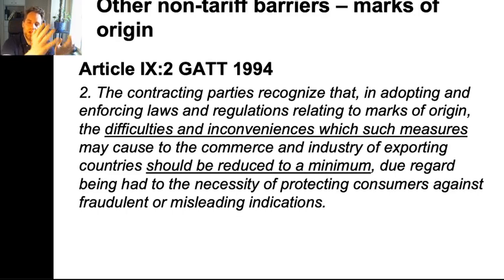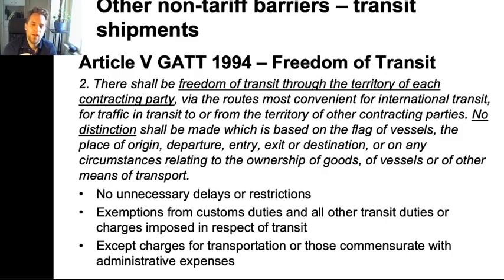On the one hand, consumers shall know the origin of a product. On the other hand, however, such measures should not cause difficulties to trade. I mentioned obligations earlier, but at the same time, the wording "they recognize" indicates that this by itself is not a strong obligation. It's more of a declaration.